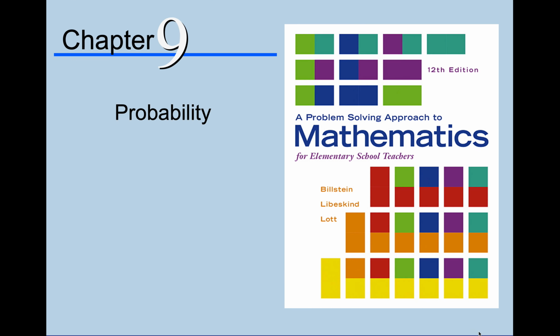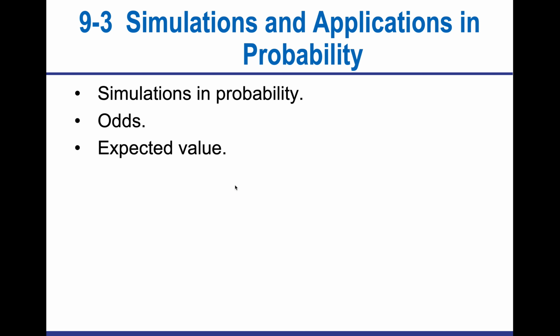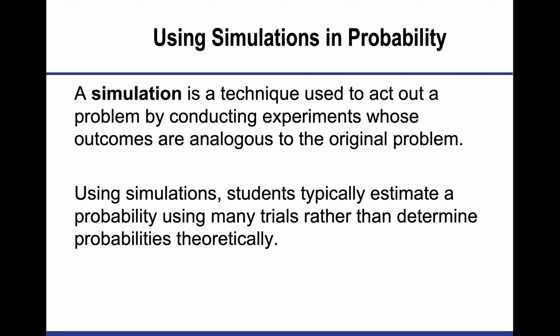In Chapter 9, we're going to look at simulations, odds, and then expected values. A simulation is a technique used to act out a problem by conducting experiments. Think about crash testing. When they are crash testing cars, they are testing the behavior of the car in a crash situation, so it's a simulation.